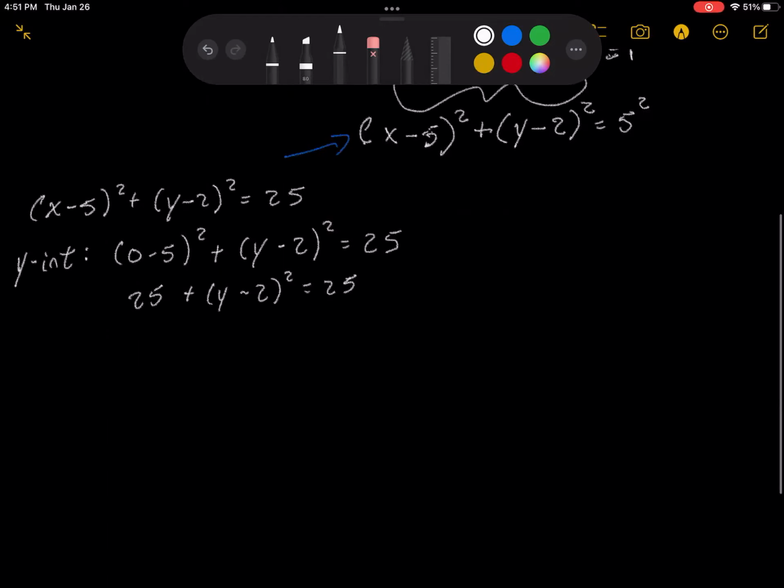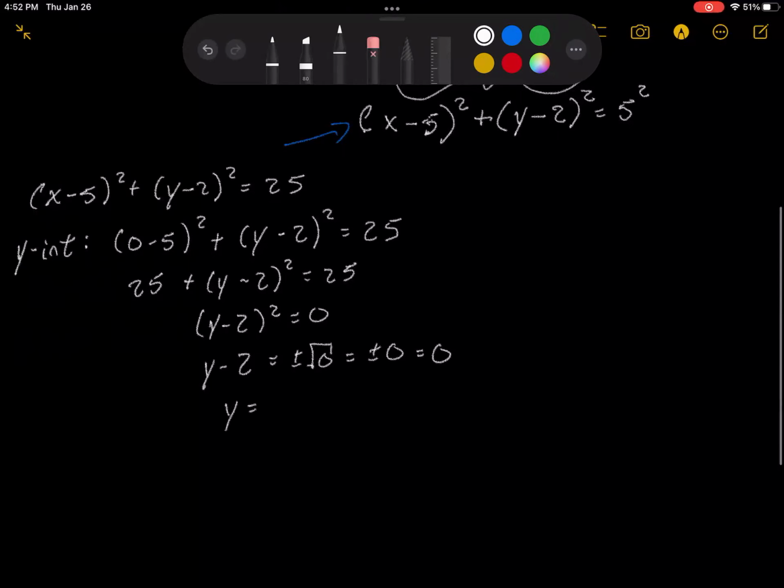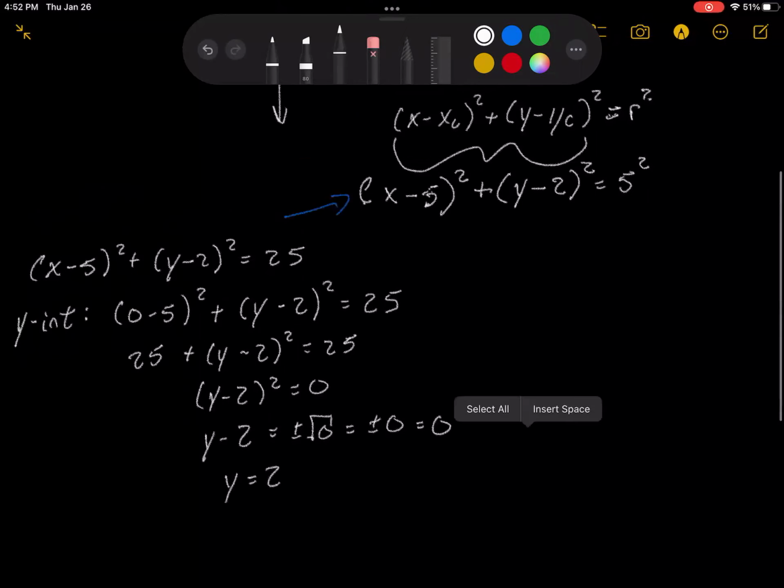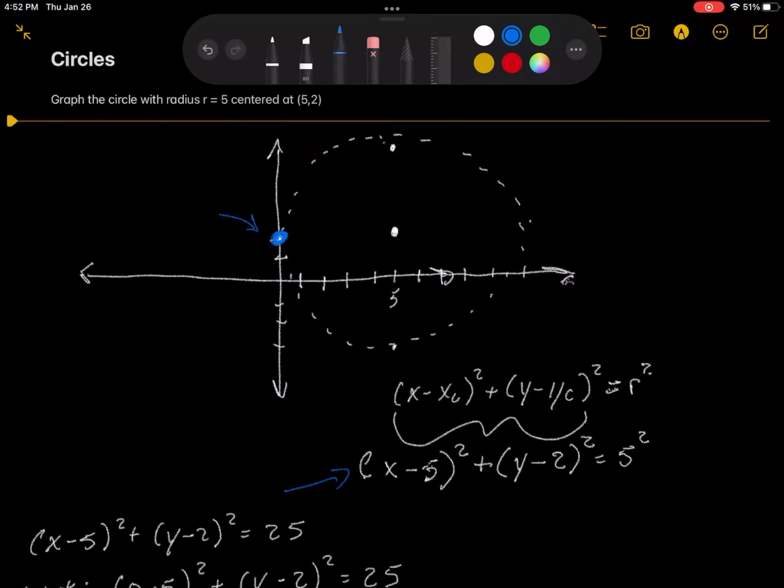I then subtract 25 from both sides. I find that (y minus 2) squared is equal to 0. I take the square root and find that y minus 2 is equal to plus or minus the square root of 0. But the square root of 0 is just 0, and plus or minus 0 is the same thing. So y minus 2 is equal to 0. I add 2 to both sides, and I get that y is equal to 2. And that makes sense to our picture. That y value is the y value of 2.